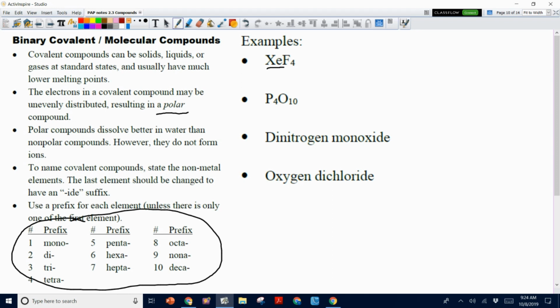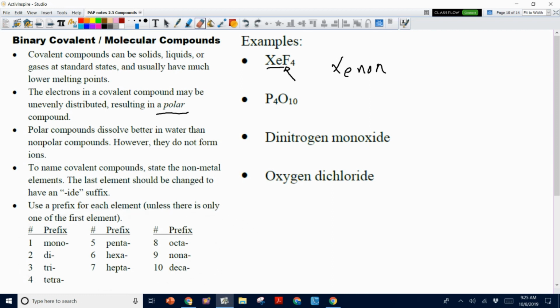All right, so here we have Xe, which is xenon, and we only have one of xenon. So that's the exception to the rule. We're not going to use a prefix in front of that. So this is just going to be xenon. Then we have fluorine. We have 4 fluorines. So let me erase this so we can see this better. The prefix for 4 is tetra, right here. So this is going to be tetrafluoride. Change the ending to ide. So the name of that is xenon tetrafluoride.